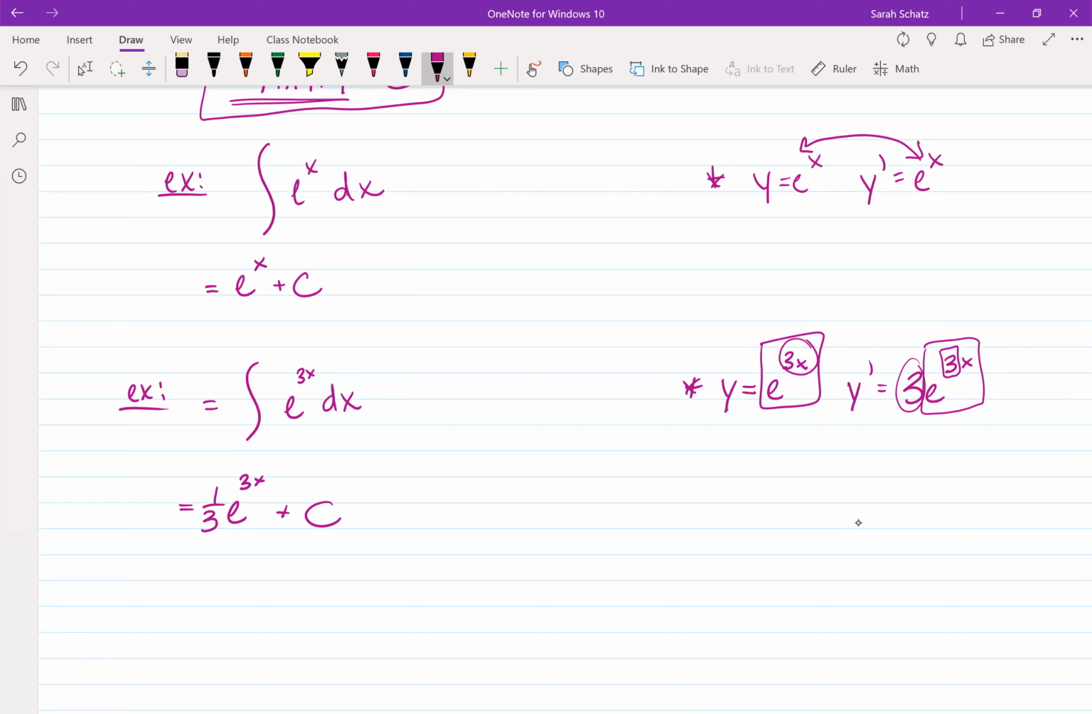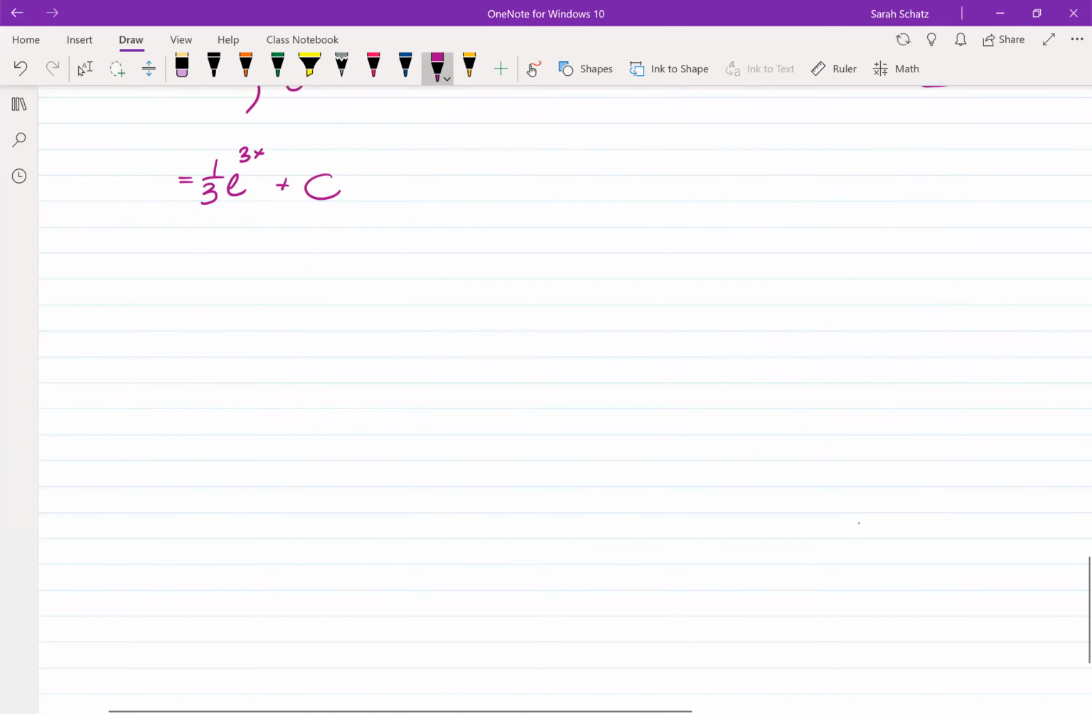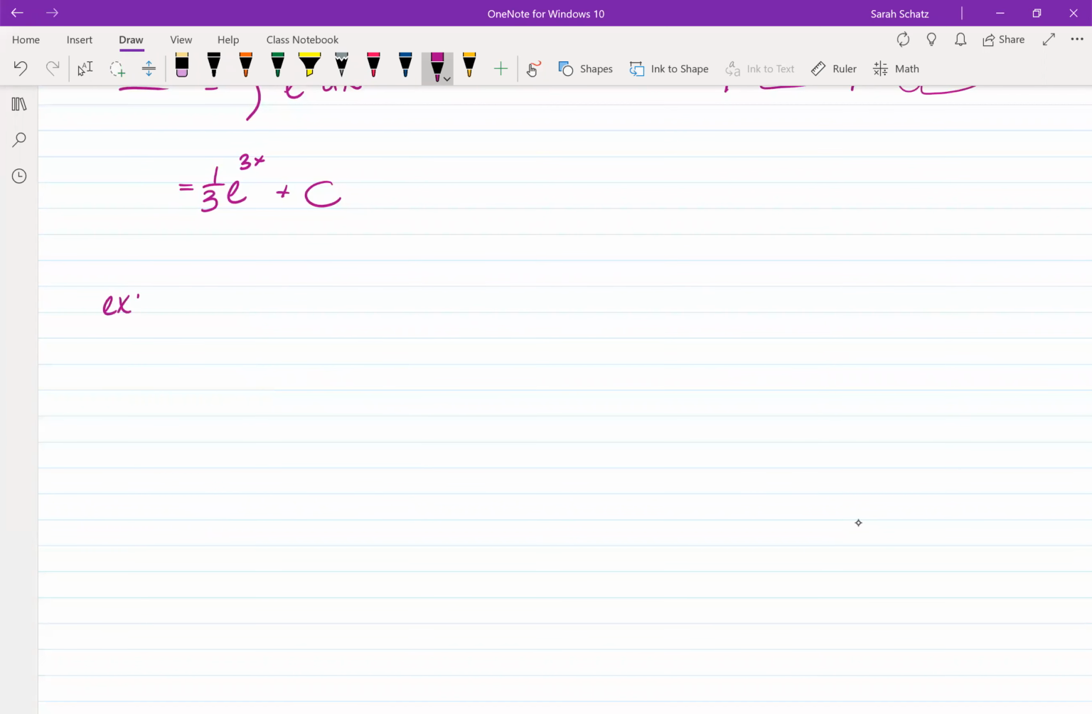So I did the opposite thing, and that's it. So I get 1/3 e to the 3x, and that's it, guys. Whatever this number is, just put 1 over that. And notice, don't get it mixed up with the power rule. I didn't add 1 to it. I left it exactly the same. I just did 1 over that number, and then I put my exponential term as is.